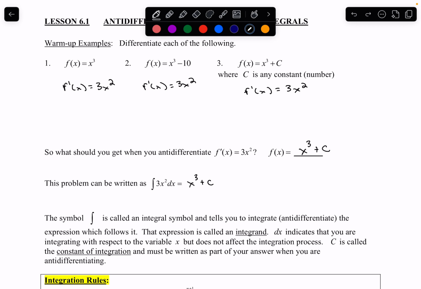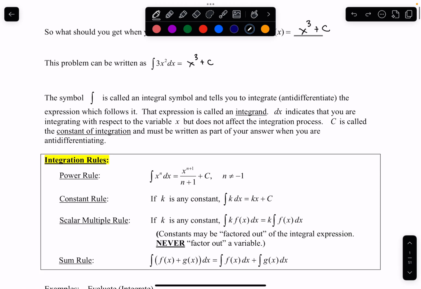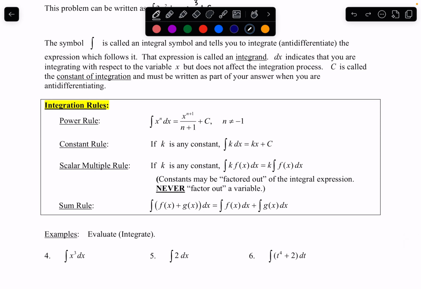Now, dx indicates that you're integrating with respect to x, which really won't matter much in high school AP calculus. When you get into college, in some of the calculus classes there, you will be working with more than one variable, and it is important to know what you are integrating with respect to. For the most part, we're integrating with respect to just one variable, so it won't matter that much. It doesn't affect the integration process. Now that c that we put at the end, we call that the constant of integration, and it's important that we always remember that one.